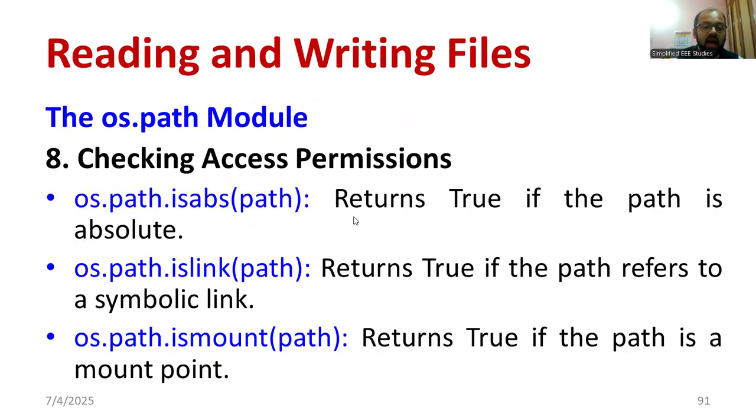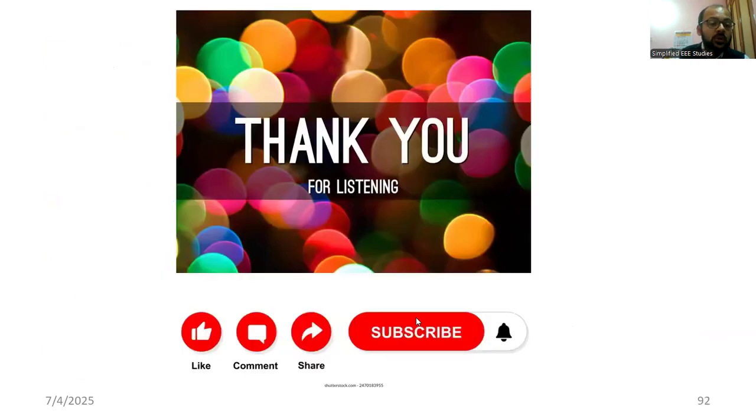So check the access permission. What you can do is os.path.isabs, pass the argument path, then it returns true if the path is absolute. Similarly, os.path.islink, pass the argument path, returns true if the path is a symbolic link. Then os.path.ismount, path, returns true if the path is a mount point. So these are the general things you need to understand. With the help of the os.path module, we can do so many operations.